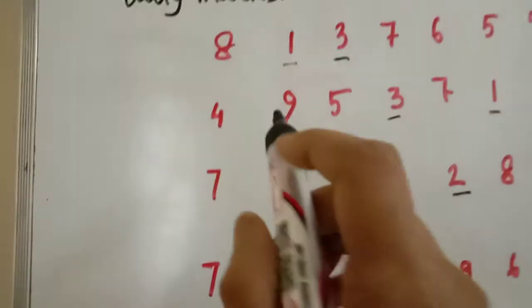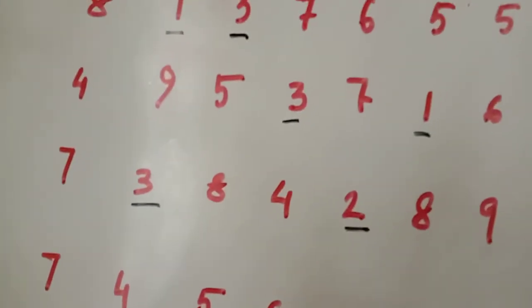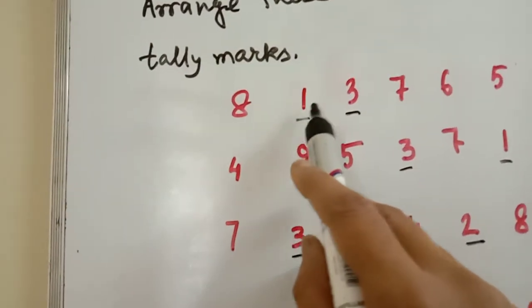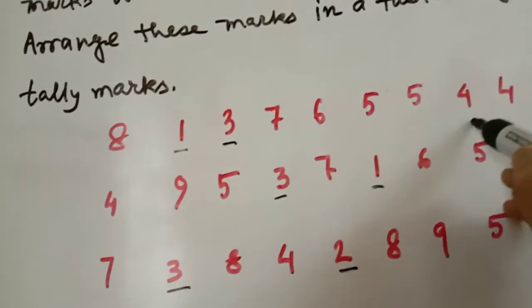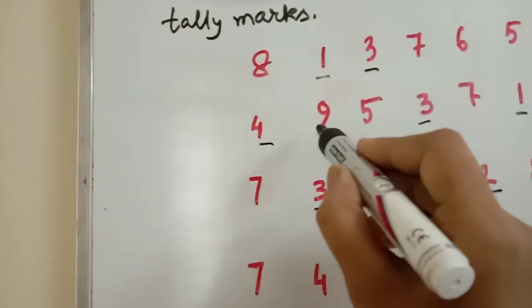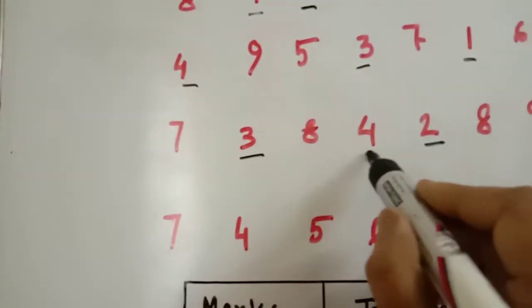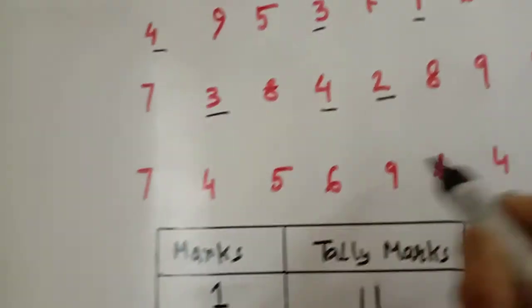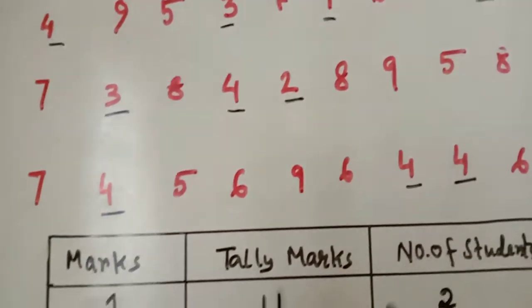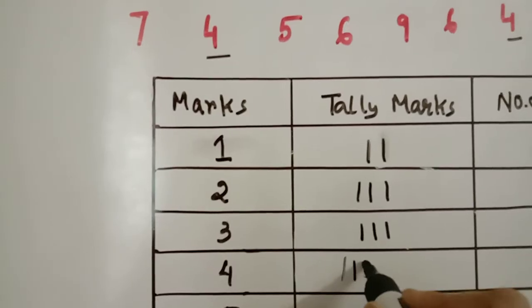Then count 4. How many 4s are there? How many 4s can you see? Just check. 1 2 3 4 5 6 7. So 7 times.